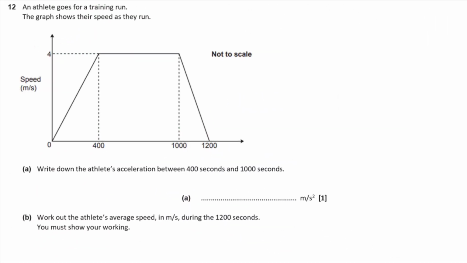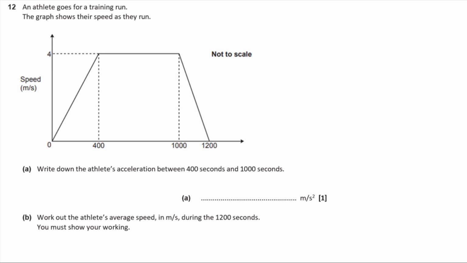Question 12. An athlete goes for a training run. The graph shows their speed as they run. So this is a speed time graph. We've got speed in meters per second along the top, and time in seconds along the bottom. Write down the athlete's acceleration between 400 seconds and 1,000 seconds.